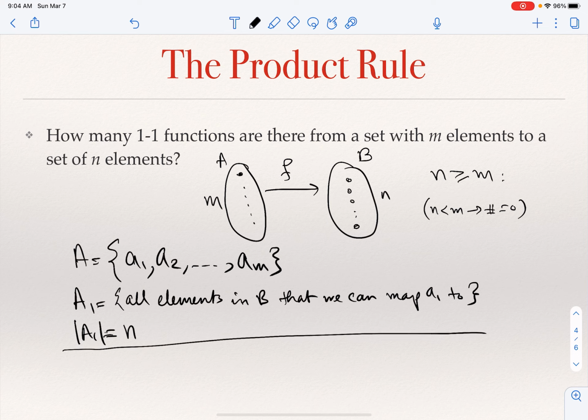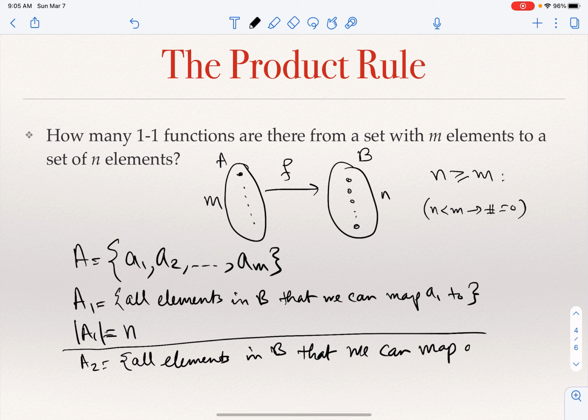Now let me look at the second set here, A2. A2 will be all elements in B that we can map A2 to. Now notice that A1 has been mapped to some element. I cannot map A2 to that element because that will violate the one-to-one property. So if we have mapped A1 to some element in B, then I can map A2 to any of the n minus 1 remaining elements. So the cardinality of A2 will be n minus 1, right?